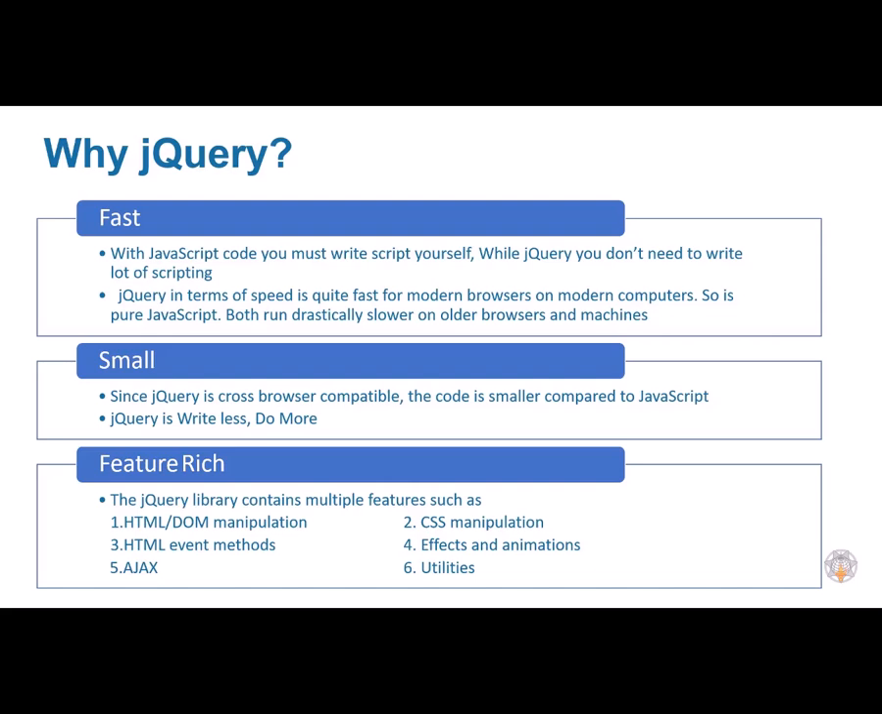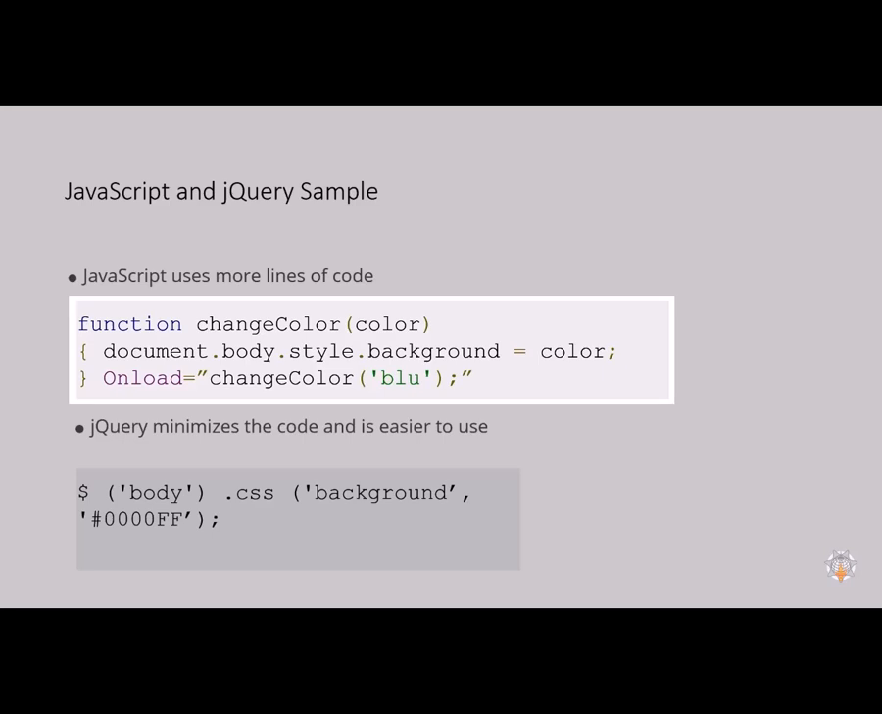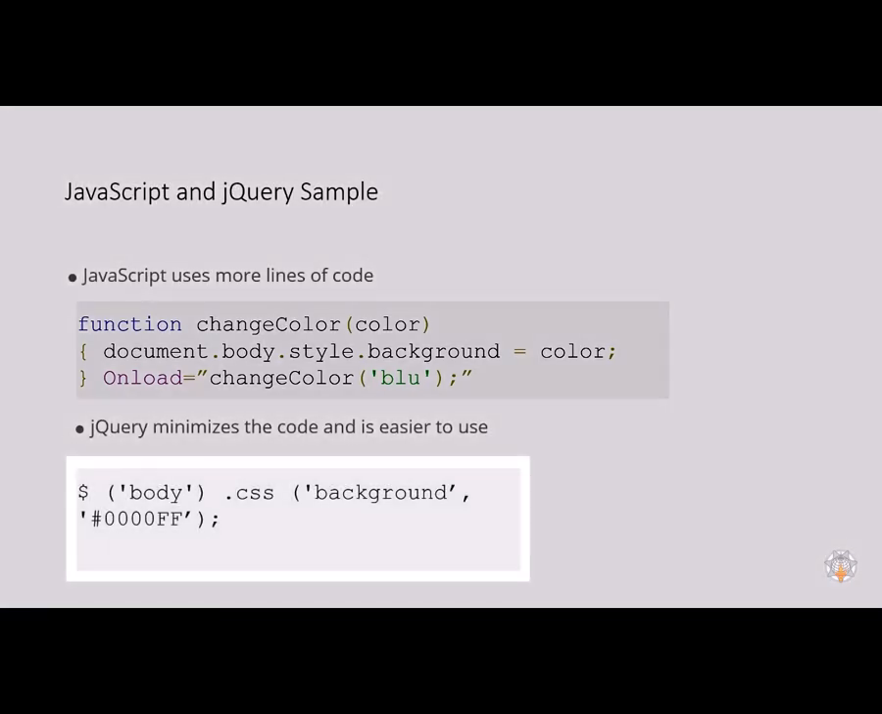jQuery code is less to write. Thus, in jQuery we say write less and do more. jQuery has multiple features such as HTML and DOM manipulation, CSS manipulation, HTML event methods, effects and animation, Ajax and other utilities. This sample shows how JavaScript code is more lines of code while jQuery is a simple code. Both the functions essentially do the similar things, but with jQuery, writing the code is much simplified.